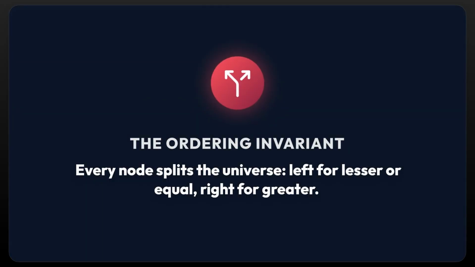A binary search tree is defined by a mathematical law known as the ordering invariant. For any given node, values in its left subtree are lesser or equal if duplicates are permitted, while values on the right are greater. This simple rule transforms a web of pointers into a high-speed geometric search engine.